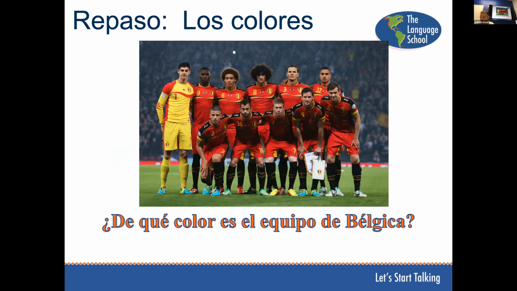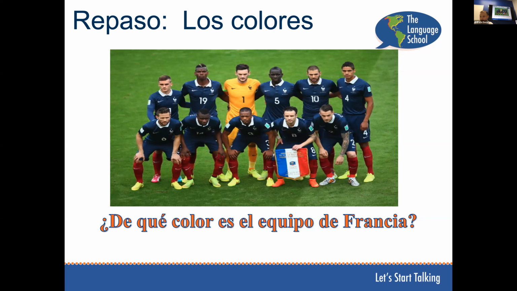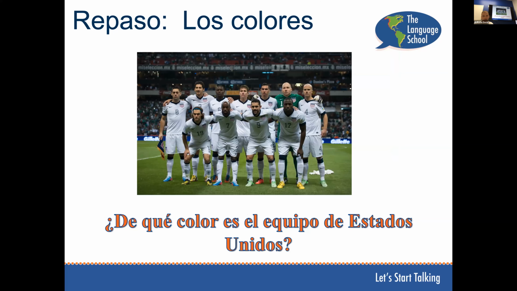Okay, next we've got Taina. ¿De qué color es el equipo de Bélgica? Es rojo y amarillo. Muy bien, rojo y amarillo. Y next we have Tracy. ¿De qué color es el equipo de Francia? Azul. Azul, muy bien.